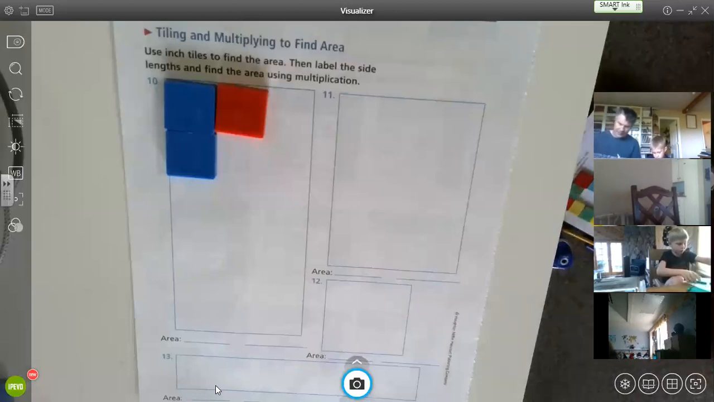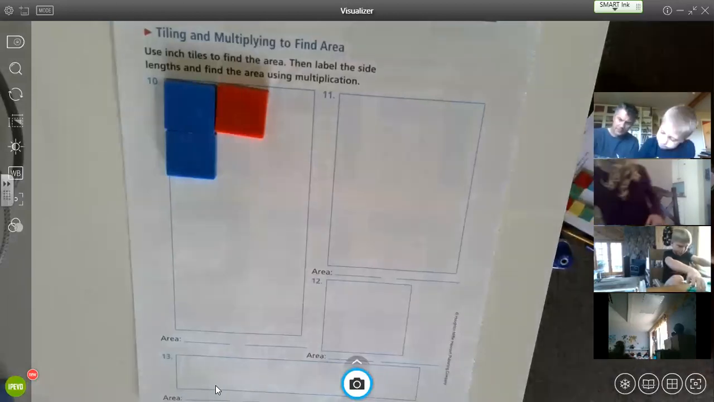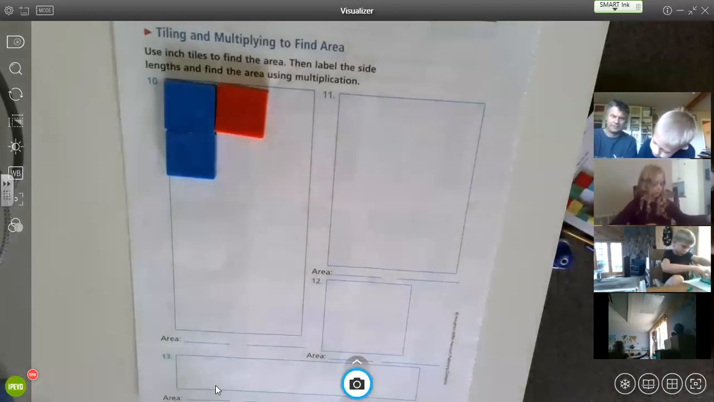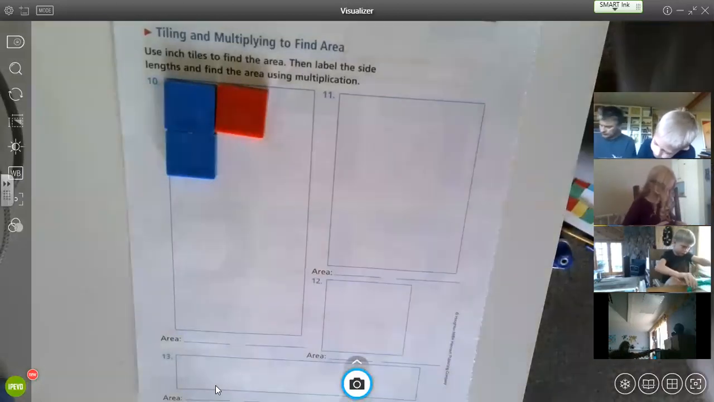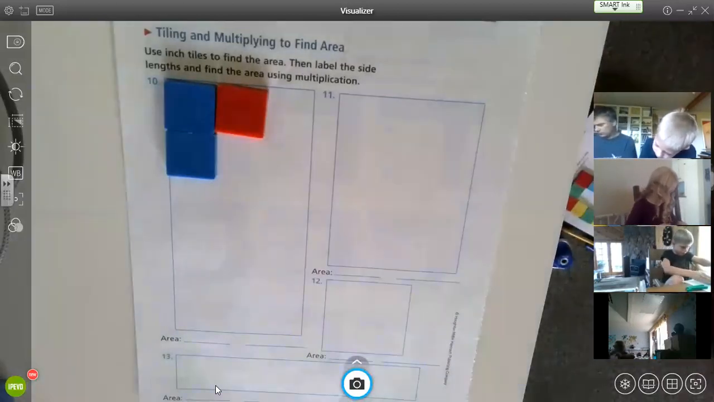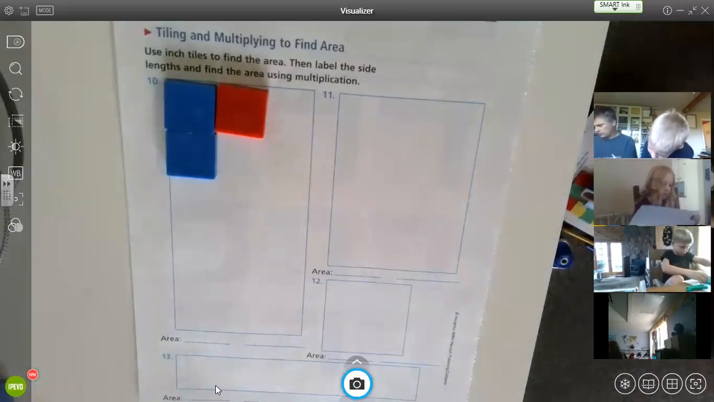Once you have your rectangle covered, see if you can find the side lengths and see if you can find the area. Don't forget the multiplication equation that you would use to find the area.